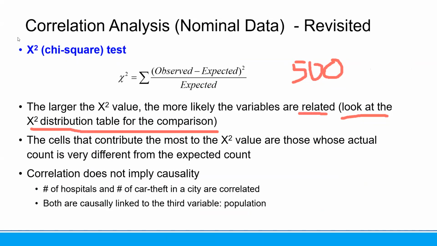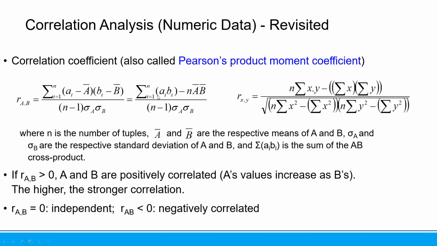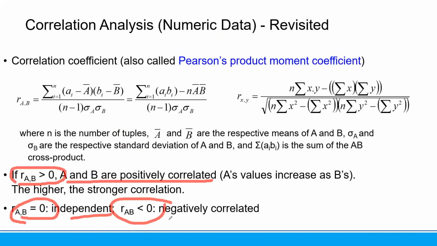So you already know the definition. And we also learned about the correlation analysis. If the data are numerical, we can use this correlation to measure how the data are correlated. If the R value is higher than 0, then those two attributes are positively correlated. If it is 0, then it is independent. If it is negative or below 0, then it is negatively correlated.